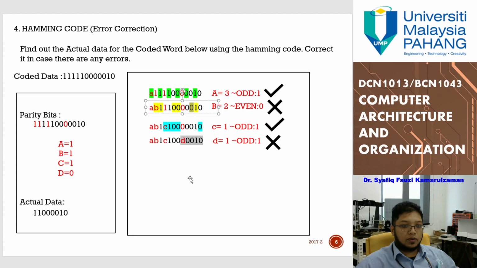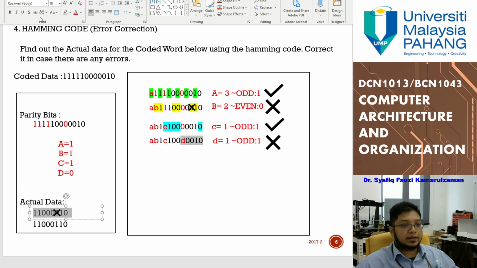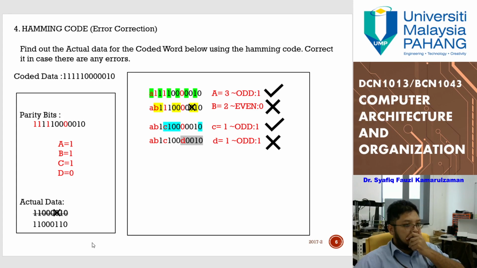So originally, this data here is wrong. This data here is wrong. So supposedly the third data from the right is wrong. So let's change it into the correct data. So the correct data is 11000110. So this one was wrong. So now you got the correct data. Okay, so we finish with the fourth question.